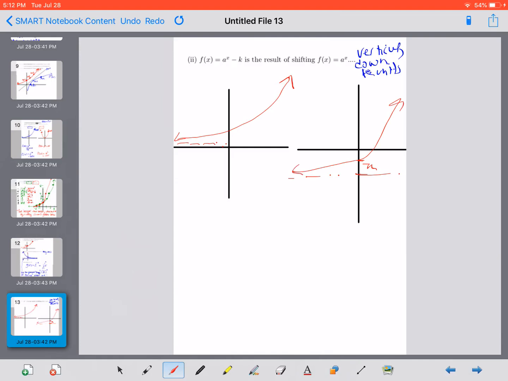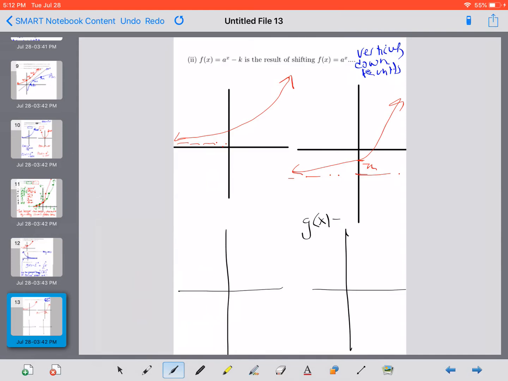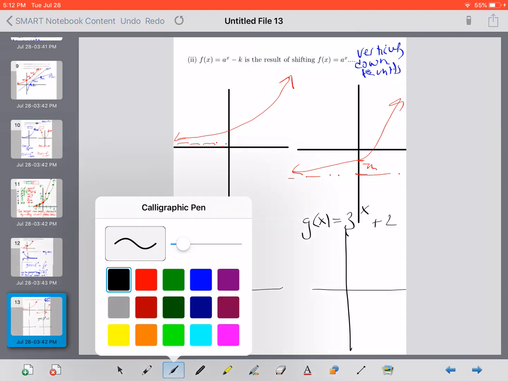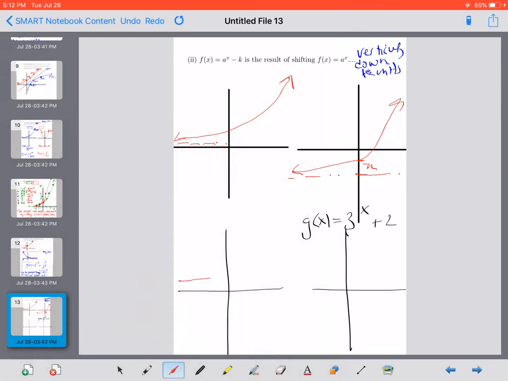To give you a more concrete example, let's use black here. If I wanted to graph the function, let's call it g of x is 3 to the x plus 2. Alright, I'm going to start by drawing the general graph of 3 to the x. The shape is the same as all the other ones we've drawn because our base is greater than 1. And now I'm going to shift that up 2 units.